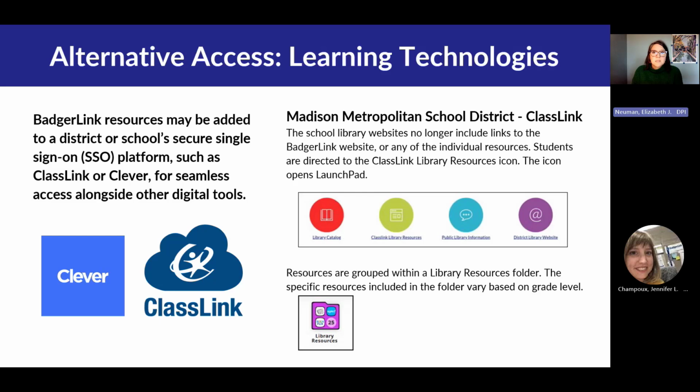So shown here is an example from the Madison Metropolitan School District's use of ClassLink. Their school library websites point to ClassLink library resources, which you can see in that lime green circle. This is where users are then asked to log into ClassLink. After they log in, the user would be presented with different folders based on their grade level and need. So the library resources folder shown below contains access to relevant resources for that grade level. For example, Britannica School Elementary, Explorer for middle and high schools, or anything offered locally at the school.